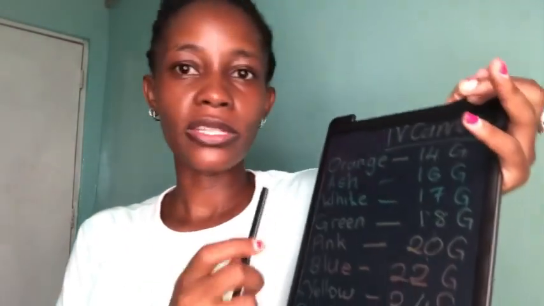So they're usually in different colors. The different colors represent different gauges, and you have to know the higher the gauge, the smaller the needle. The higher the gauge, the smaller the needle. So I'm going to show you some of these colors and what they represent.